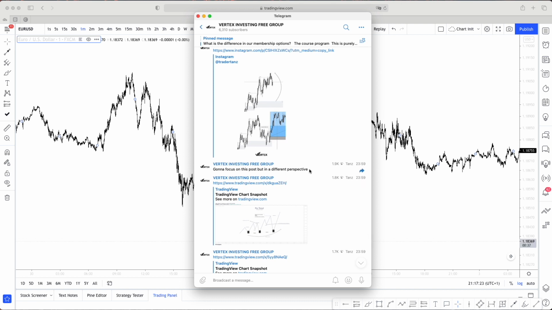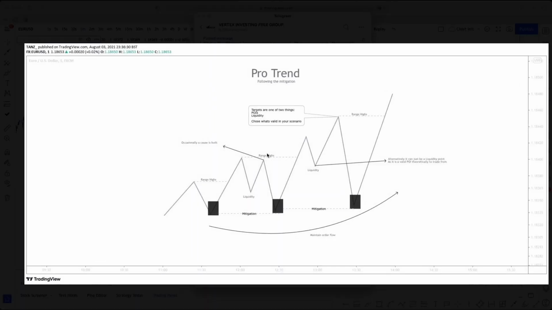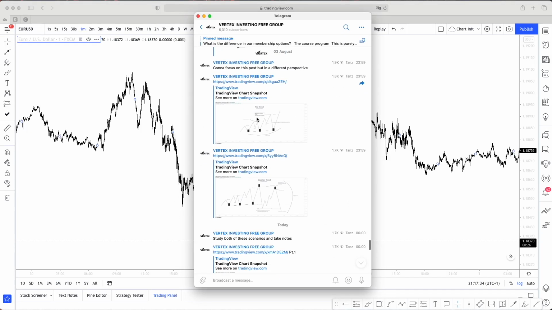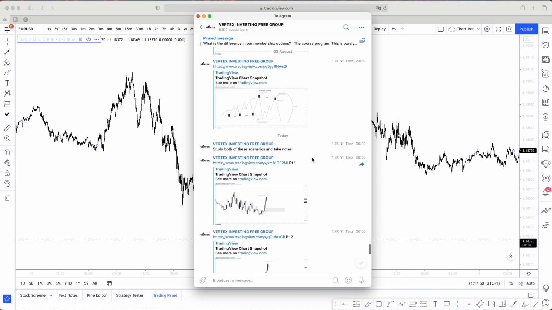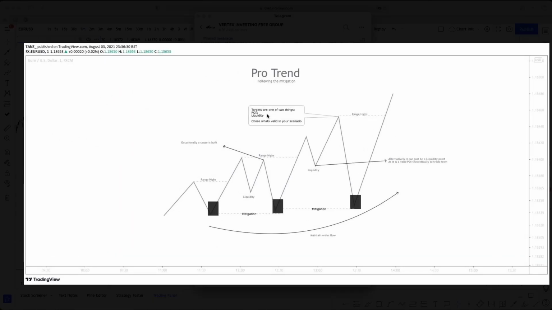So in this video, we're going to talk about this post that I did last night, last night for us in the UK. I thought doing a video explanation would be better as well. Understanding these two screenshots will give you a better ability to anticipate moves, right? So let's start off with the pro trend situation, okay?